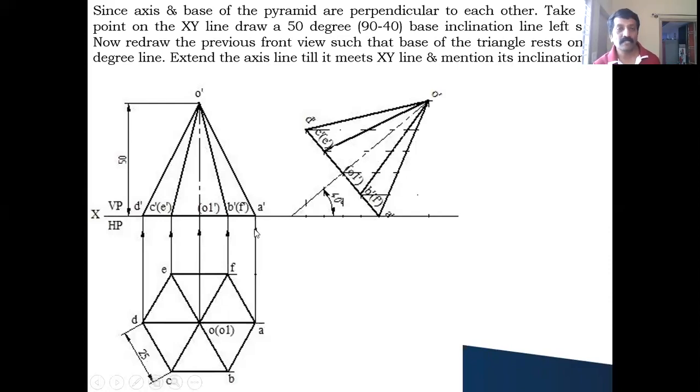Okay. After this, I will take all these distances from A to B, A to O1, A to E, and A to D, all these distances, and I'll cut it on this 50-degree line, and I have transferred all the points here. That's all. After doing this, you take this O1 and draw a perpendicular line or 90-degree line for this base. After drawing this 90-degree line, you take this axis length and this as the center, you cut it. You will get apex. Now you can join with respect to all the points.